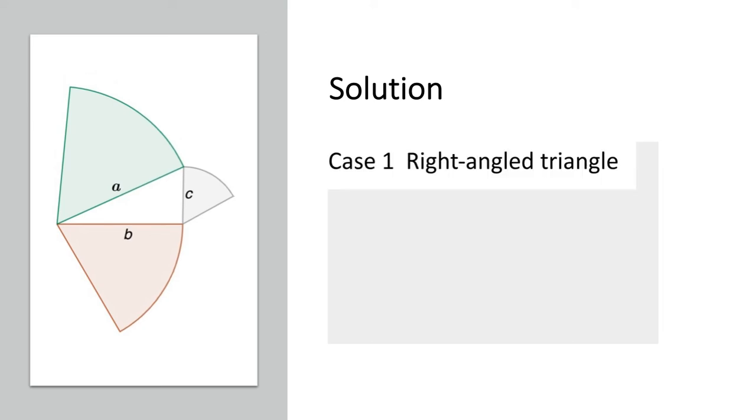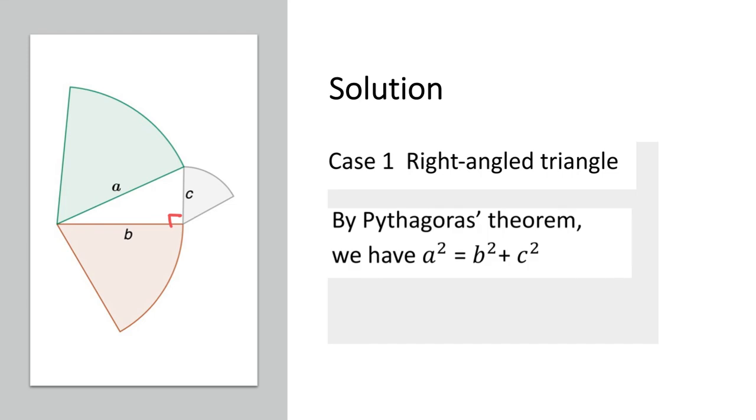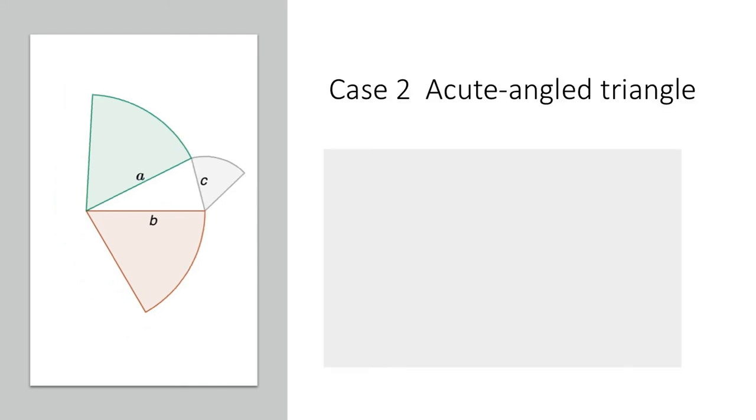If the triangle so formed is a right-angled triangle, according to Pythagoras' theorem, the relation of the sides of a right triangle is A squared equals B squared plus C squared. That means both choices give the same area. So David can choose either the biggest one or the smaller two.